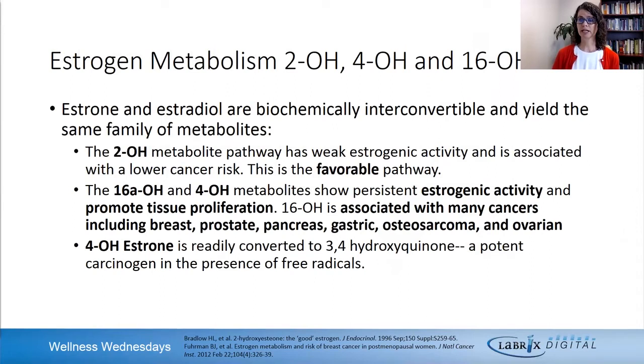So when we're looking at estrogen, we're thinking about how best we're going to support the favorable pathways, and that's really important. There are 3 different metabolic pathways, or ways in which the estrogens can be broken down in the human body. There is the 2-OH, the 4-OH, and the 16-OH pathways. The 2-OH metabolite pathway has a weak estrogenic activity, and it's associated with a lower cancer risk. So the 2-OH pathway is the favorable pathway.